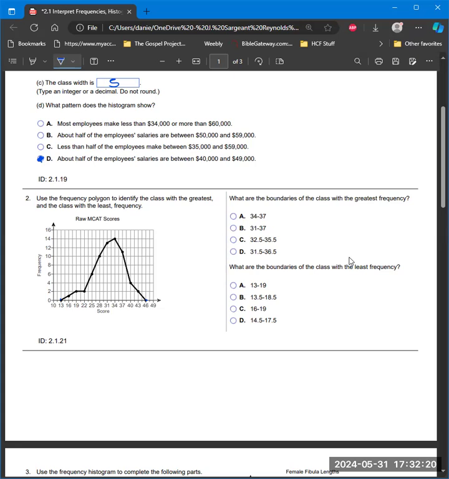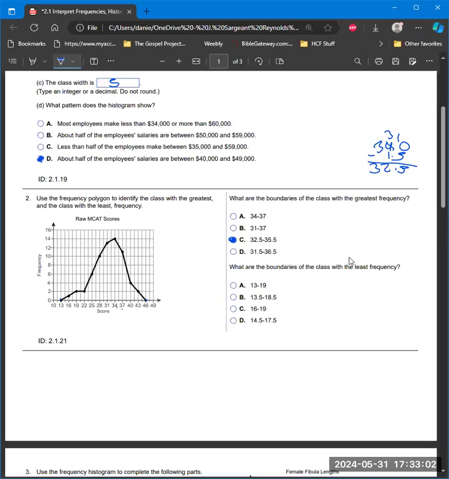Use the frequency polygon to identify the class with the greatest and the class with the least frequency. So the class boundaries with the greatest frequency, it's going to be here, and 34 is going to be in the middle. We need to have a width of 3, so we need to go 1.5 to the left and 1.5 to the right. 34.0 minus 1.5 is 32.5, and adding 1.5 to 34, you get 35.5. So C is the correct answer.